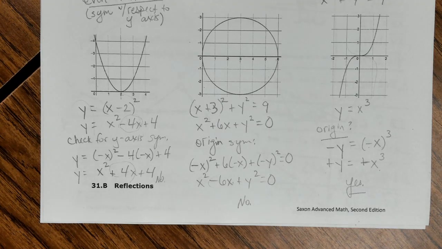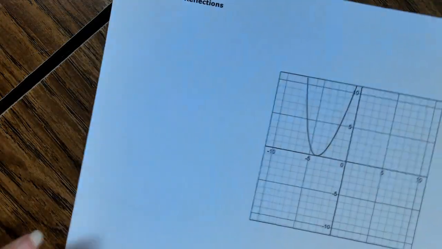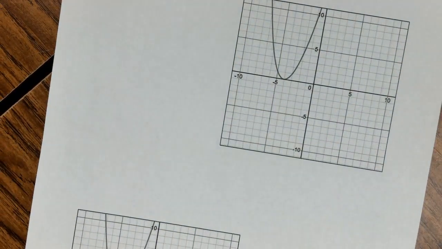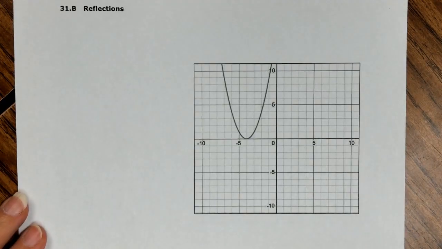That would be the end of part A, looking ahead. And then we move on to part B, which is about reflections. And you'll find there's quite a bit of similarity between talking about symmetry and talking about reflections.